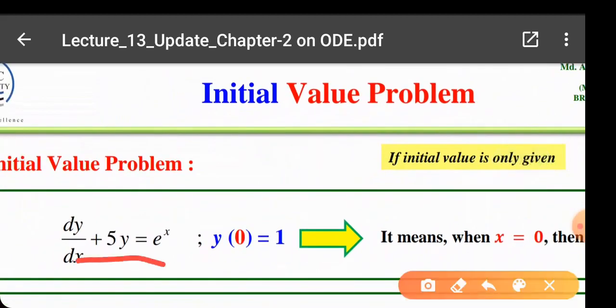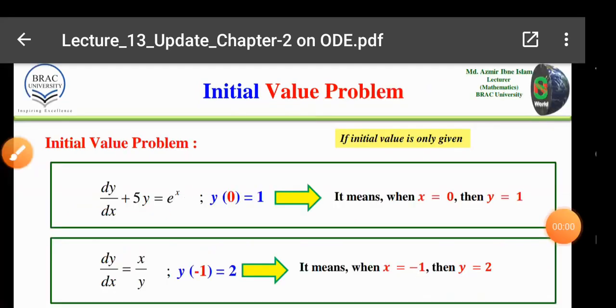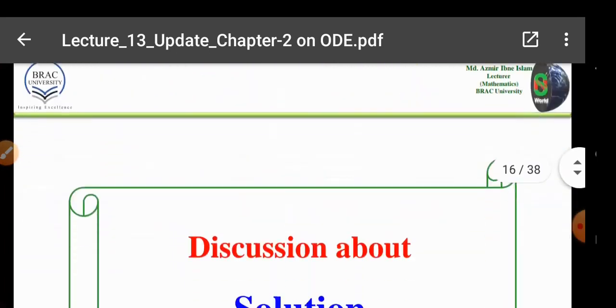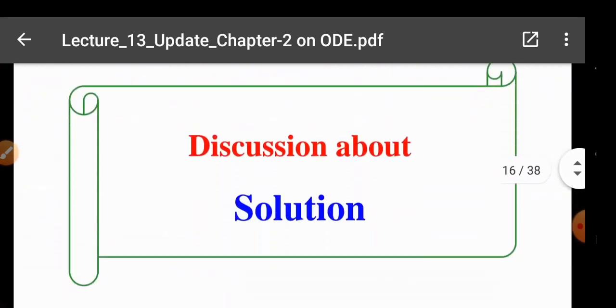This is a first order first degree differential equation. We can also say this is an initial value problem. After initial value and boundary value problem, I think this is the time to discuss what a solution is.